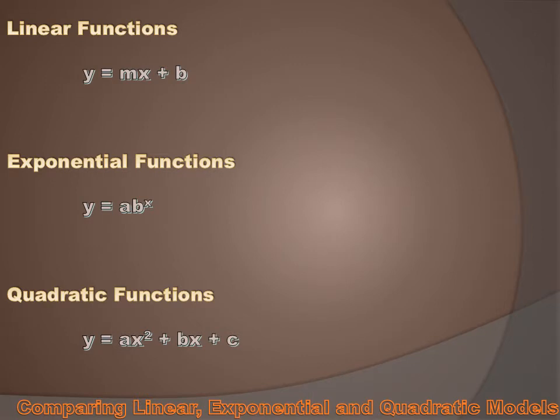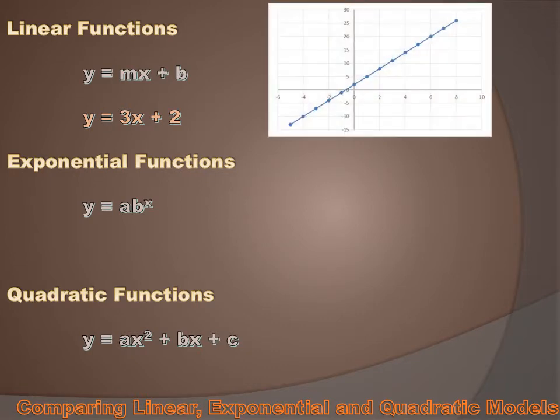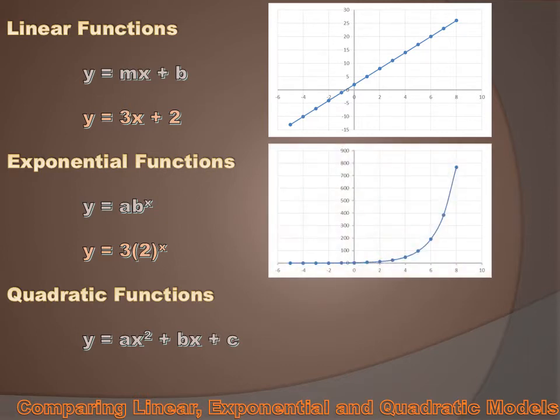Each of these types of functions graphs differently. A linear function graphs as a straight line. If we use the example y equals 3x plus 2, we'd get a graph that was a straight line with a slope of 3, and it crosses the y-axis at positive 2. As an example of exponential functions, let's use y equals 3 times 2 to the x power. You can see that as x increases, y increases faster and faster and faster. We start to get exponential growth, and the curve looks like this.